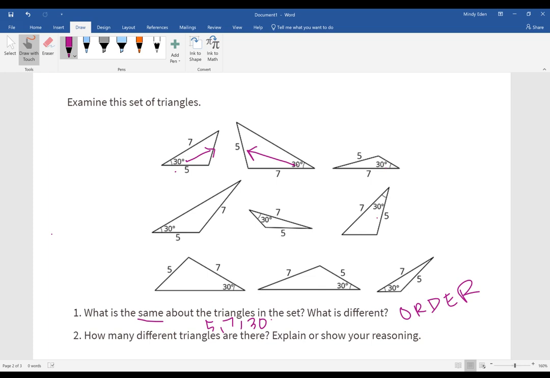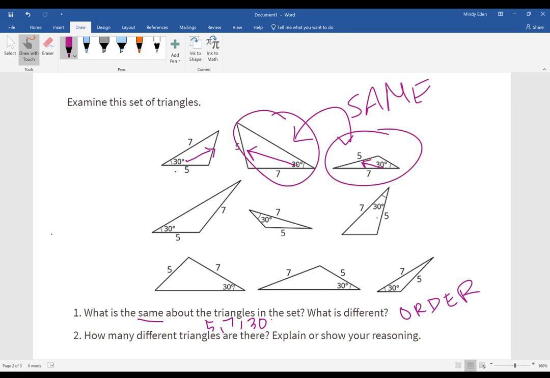Now I'm going to go to this 30 and go to the side that it's not touching, and that one also has a 5. So what that means is that these are the same. So I've got this one and this one. I'm going to circle them in purple. I want to look across from all of the 30s, at the side that it's not touching. That's what I mean by across.